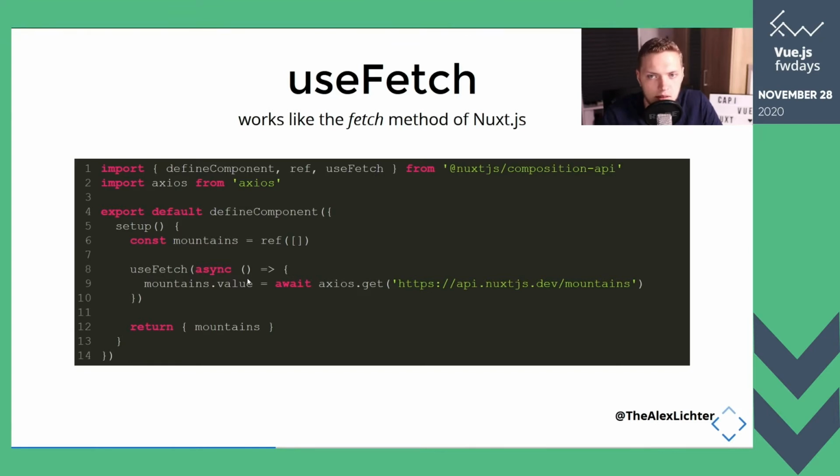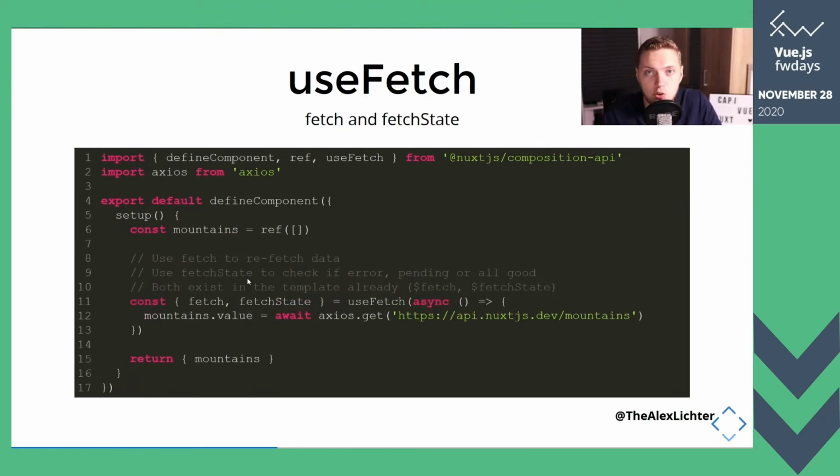Nice. But yeah, some of you might ask now, okay, but what if I want to refetch data? What about fetch state? I can't access them, right? But well, of course you can. That's a good thing. useFetch returns an object which you can destructure to fetch and fetchState. So this works. You can use them in, of course, watchers, computed properties, and so on. And you don't have to return them in the setup function because they're already in the template. So two more things you don't have to do. Cool. Okay, that's it for useFetch.